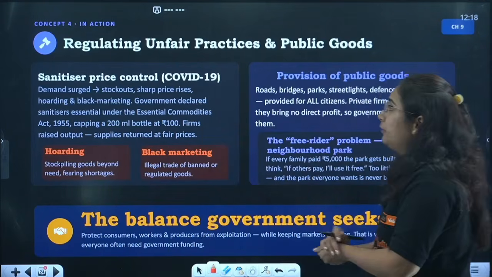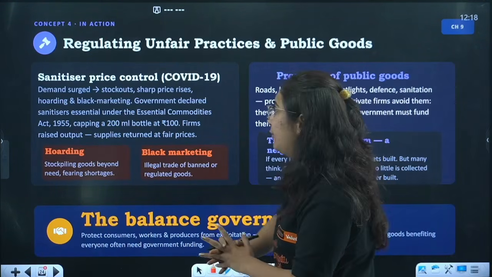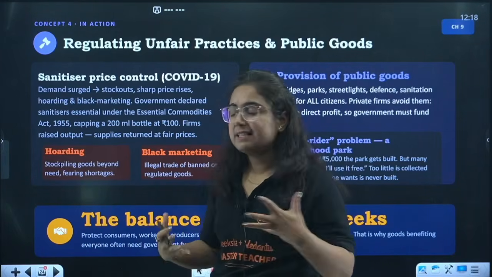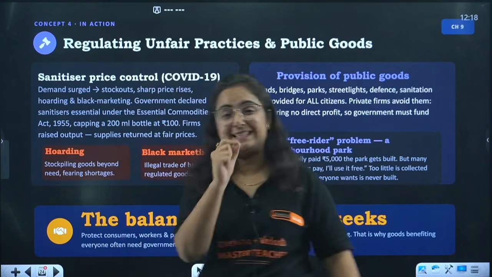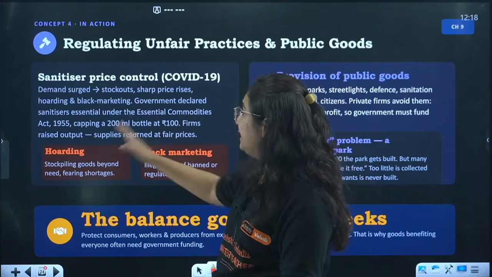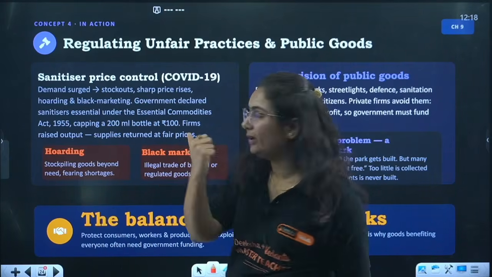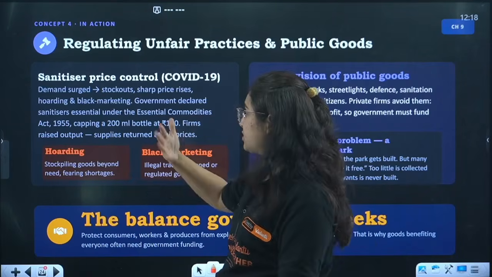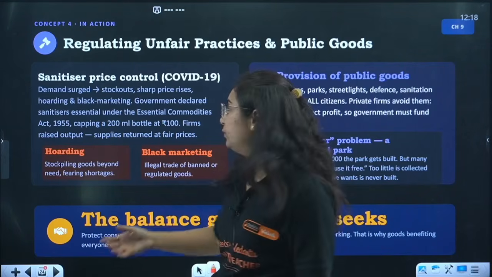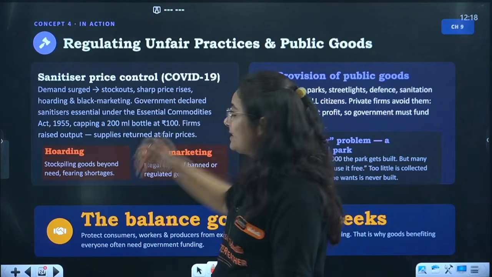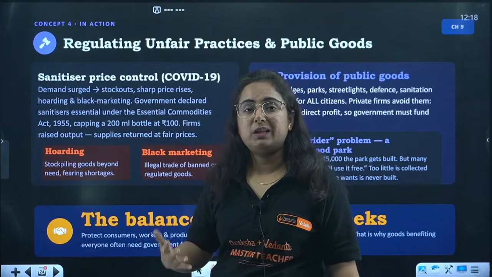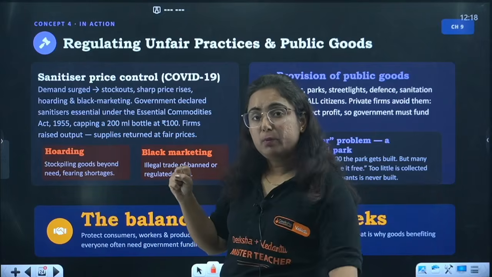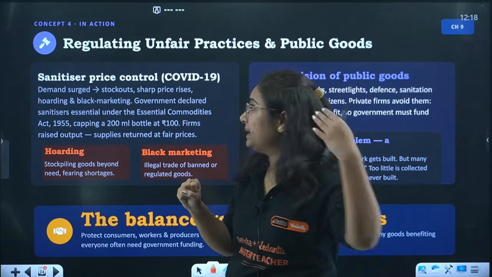In those unfair practices, let's understand with the help of an example exactly the sanitizer price control. COVID-19, as I just told you, what is done? Price ceiling is done. Now what happened? Demand surged during the time of COVID-19. Then there were stockouts, because nobody was prepared for COVID-19. Sharp price rises. When prices rise sharply, people thought that since we have the stock, let's hoard it, let's keep it. Whenever prices increase more, we will bring it into the market.